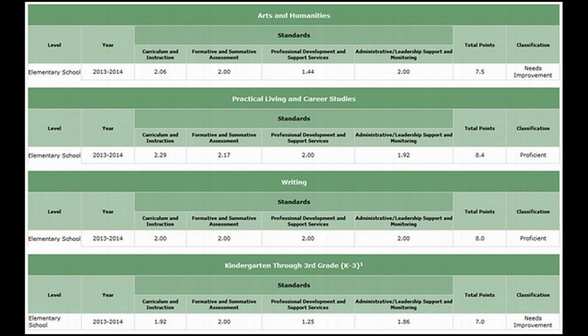There are 4 identical standards across all 3 program reviews, and the idea behind this is that these are areas that are not directly assessed in the K-Prep test. Yet, it's very important that schools have vital programs in Arts and Humanities, Practical Living and Career Studies, and Writing.